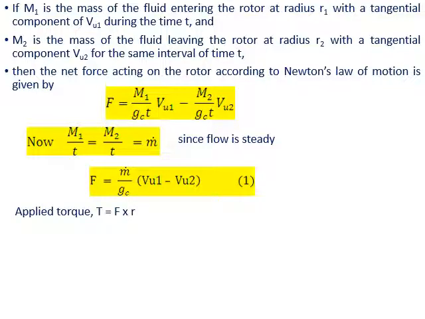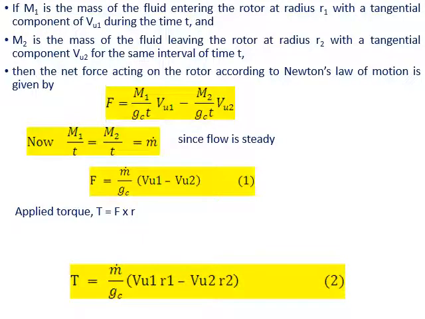Now what is the torque applied on the rotor? The torque is given by force into radius. So this torque is equal to force, and already the expression number 1 is there for force. Now that is multiplied with the radius. The radius at inlet is given by R1 and radius at outlet is given by R2. So this radius is multiplied with the force, that is equation number 2.